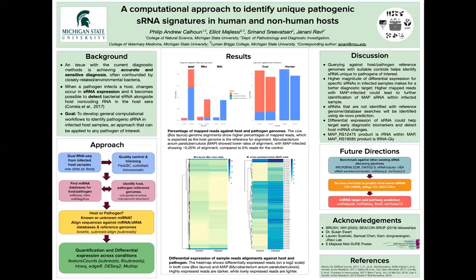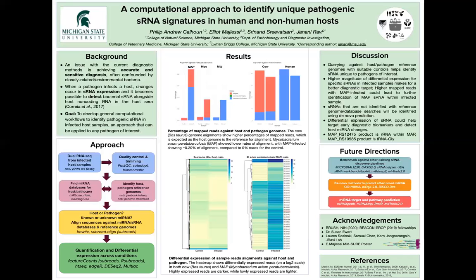So for the computational workflow, we used a Mycobacterium avium paratuberculosis infection within the cow to generate and test our workflow. First, you have to sample the host sera using dual RNA-seq from infected host samples. Then you perform trimming and quality control. The next steps are done in concert.